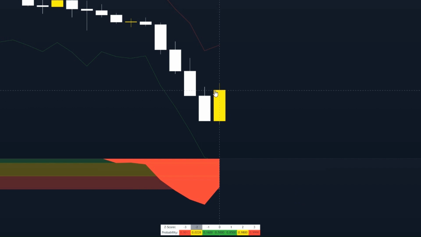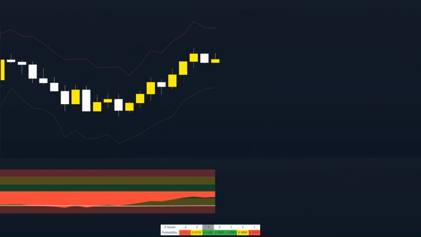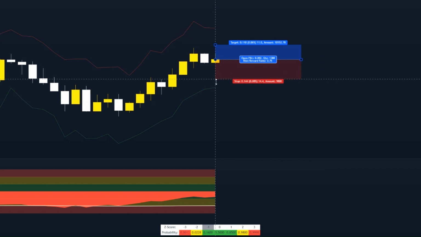This upward candle right here has closed, so we will now be moving down to step 2 and entering the 5 minute chart. So go down to the 5 minute chart and we'll be entering our long position here. We'll enter on the close of this candle, which is right here, and then we'll drag the stop loss down to the ATR zone, which is this green faint line right here. This will be our stop loss zone for every trade that we take.